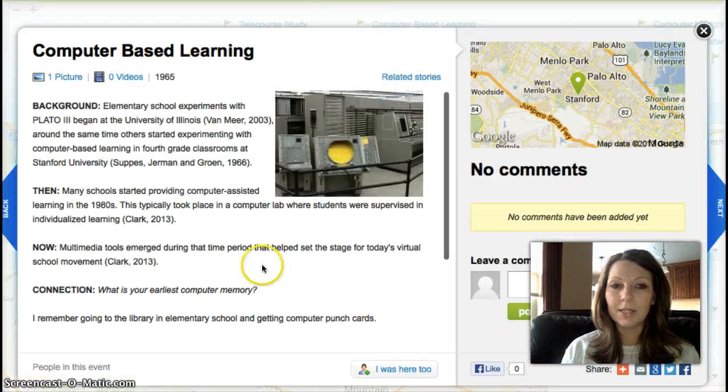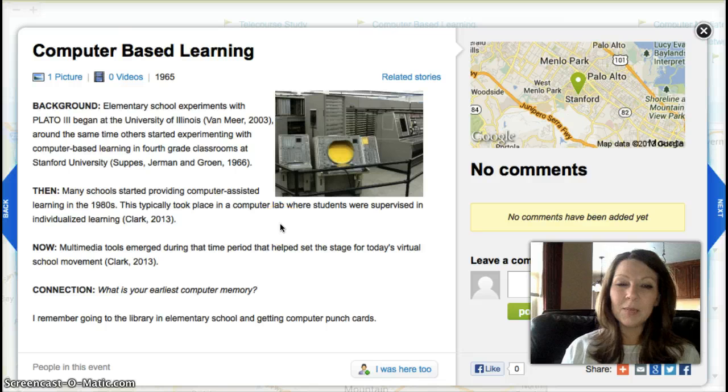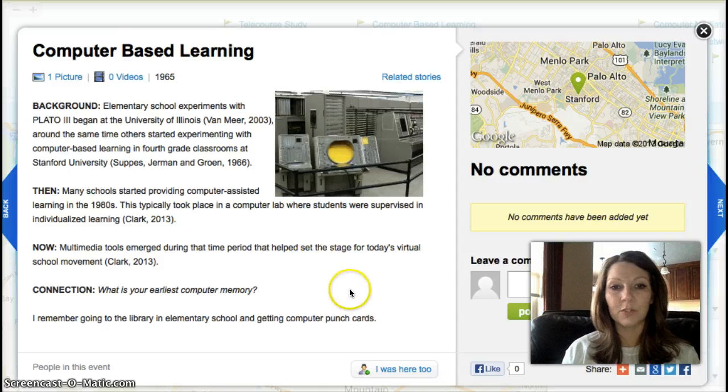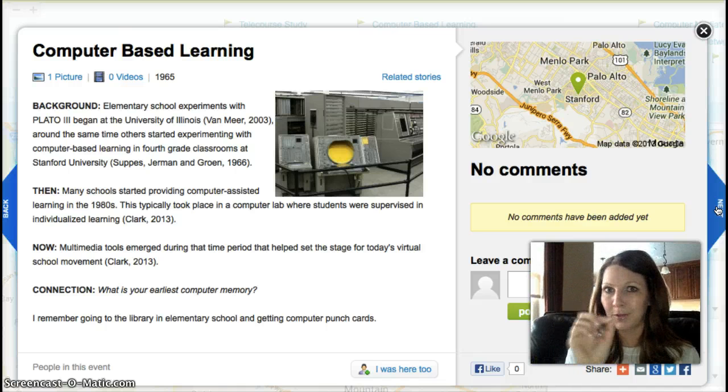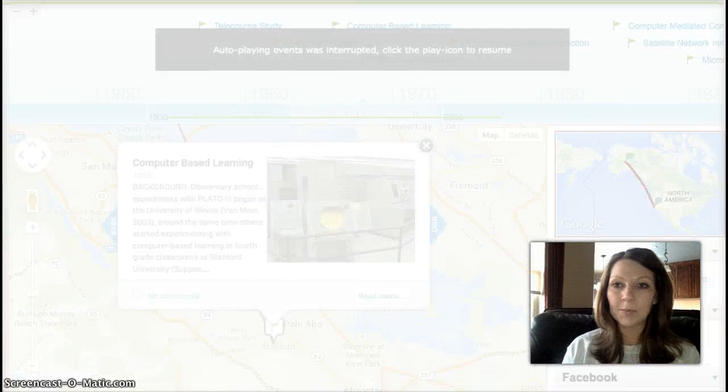Computer-based learning. In 1965, there were 2 experiments going on, one with Plato 3 at the University of Illinois and one in a fourth grade classroom at Stanford University. They started providing computer-assisted learning, which continued in the 1980s. This typically took place in a computer lab where students were supervised in individualized learning. A lot of the multimedia tools that emerged during this time period have helped set the stage for today's virtual school movement. What is your earliest computer memory? I remember going to the library in elementary school and getting computer punch cards with real-life hanging chads.